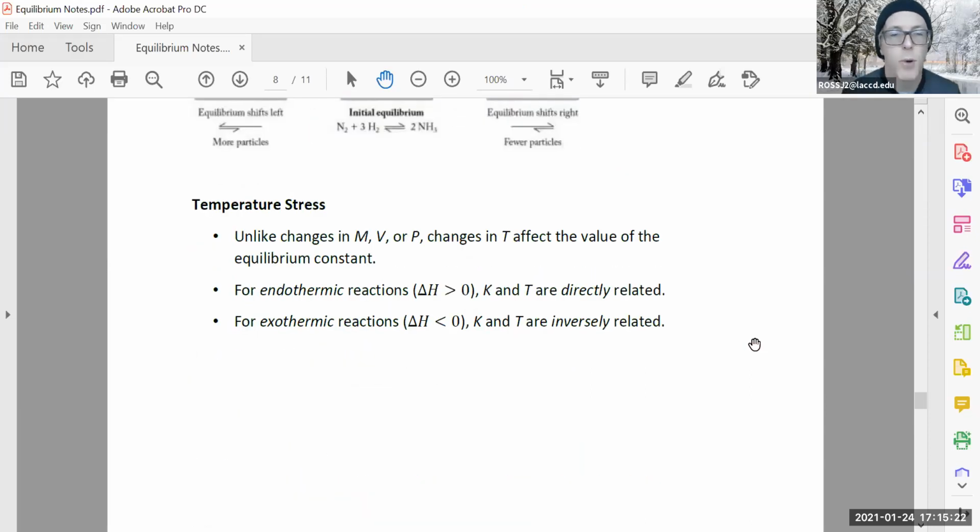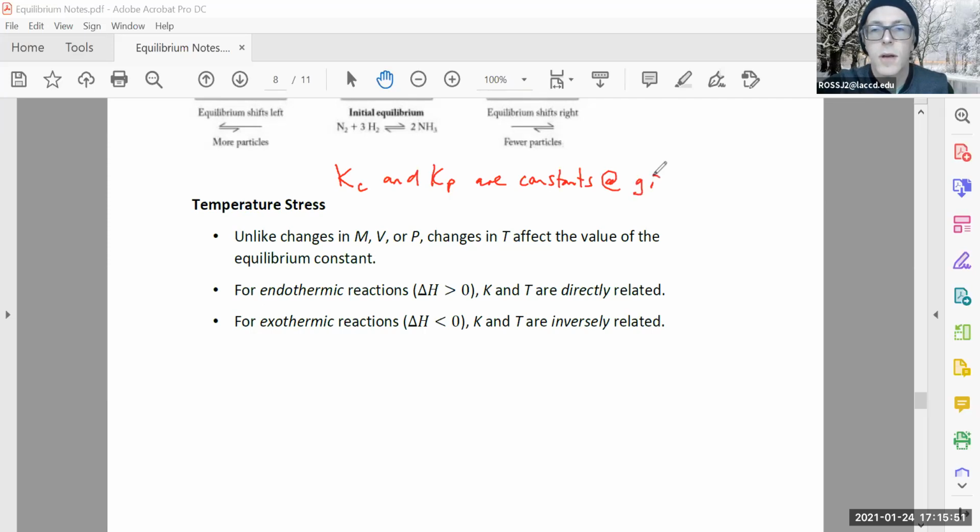So you can look at pressure yourself. Temperature. Temperature stresses are unique. These are the only types of stress. So essentially, what would be the best way to say this? Kc and Kp are constants at given temperatures. So you can have a brand new constant every time you change the temperature.